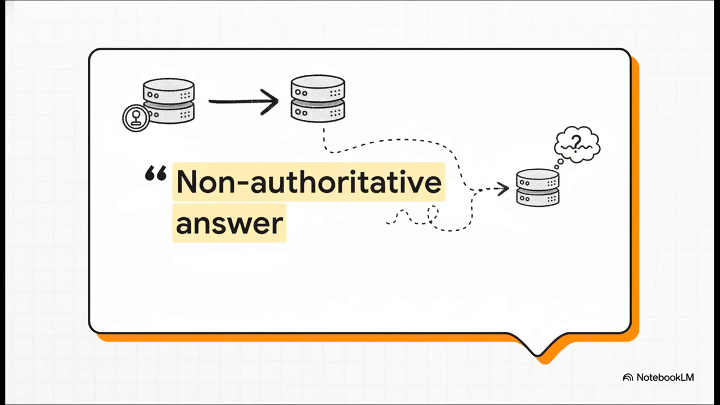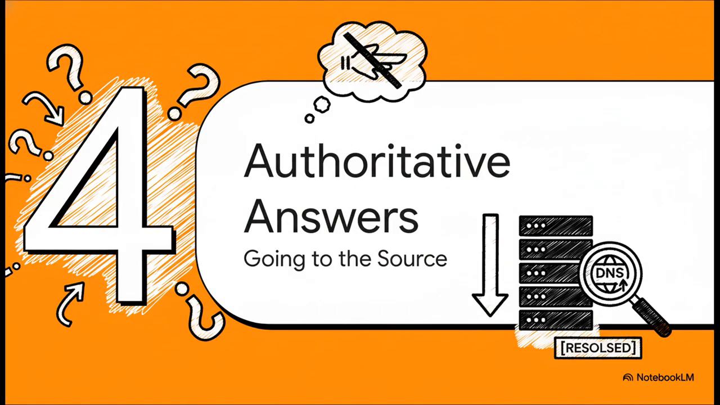Now, as you start using this, you're going to see this phrase pop up a lot, non-authoritative answer. So what does that even mean? It's just the server's way of saying, look, here's the answer I've got, but I heard it from a friend of a friend. It's not the official story. And sometimes a rumor just isn't good enough, right? When you're really troubleshooting, you have to cut through the noise, bypass the gossip, and go straight to the source to get the real, official, authoritative truth.